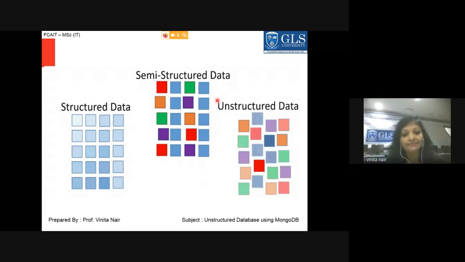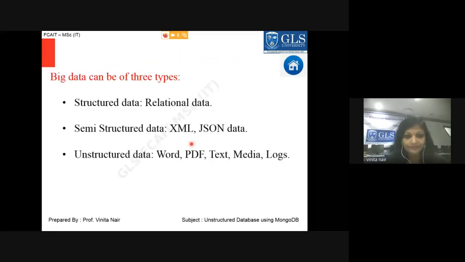In the middle one you can see semi-structured data. Some are raw and some have a particular format. So it is a combination of both. Some may be in a format and some may not be in a particular format. Some may be raw. I have an example on the next slide of how I can categorize these.